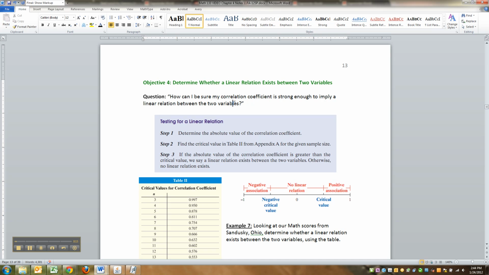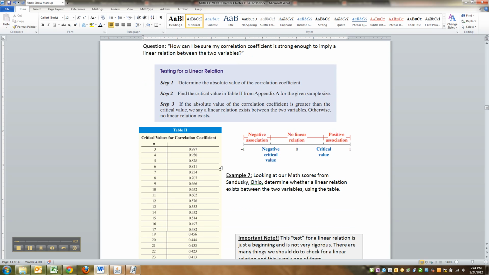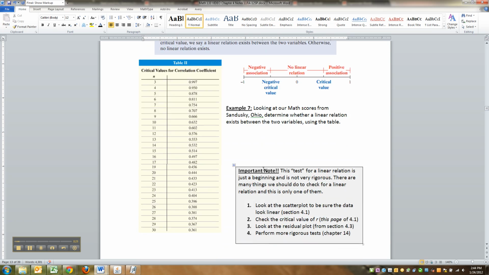But how do you know if your correlation coefficient is strong enough to imply a linear relationship between the two variables? And the short answer is you don't. You can't. There are other things that you want to judge. But the long answer is, well, you can sort of look at the correlation coefficient, but it's not the only thing you should be looking at.